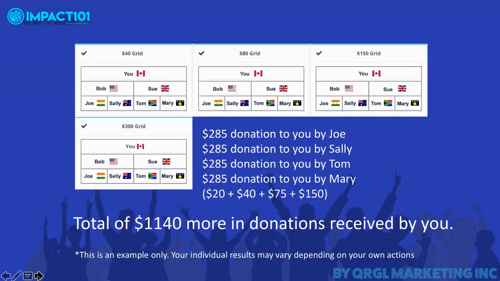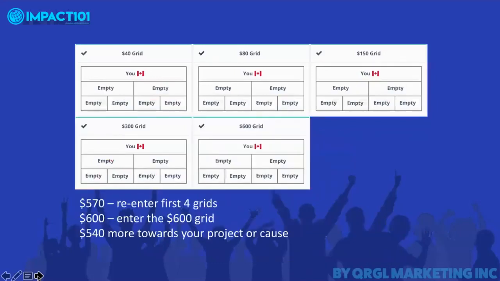They're going to donate $285 to their inviter, and they're going to donate $285 to you because they fell into your grid too. That means you've just received another $1,140 in donations. So now let's look at your situation. You just received 6 donations of $285 for a total of $1,710. Here's what you do next to maximize the donations to you.